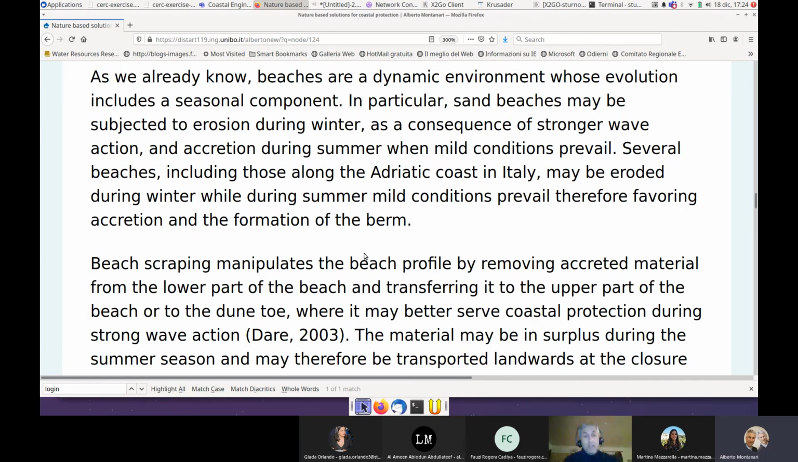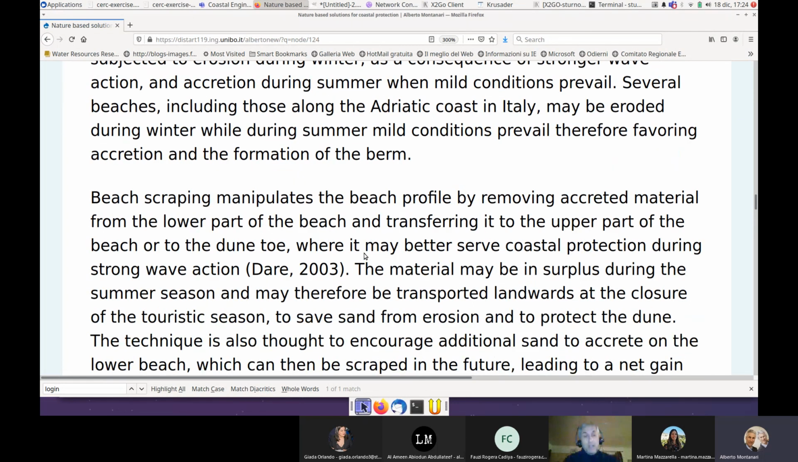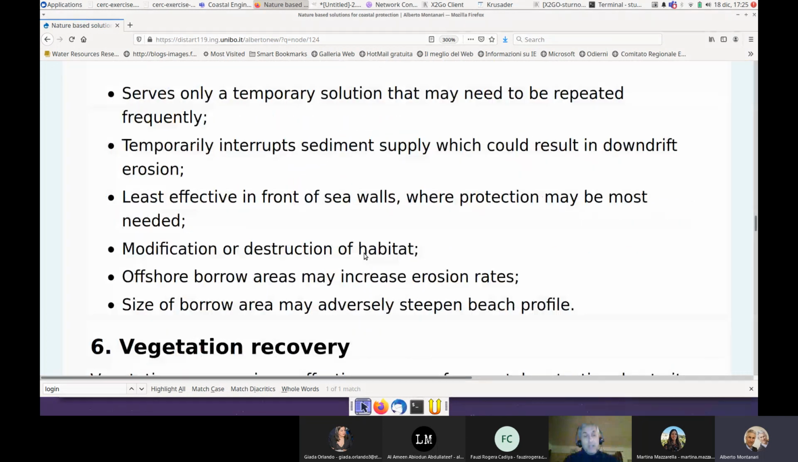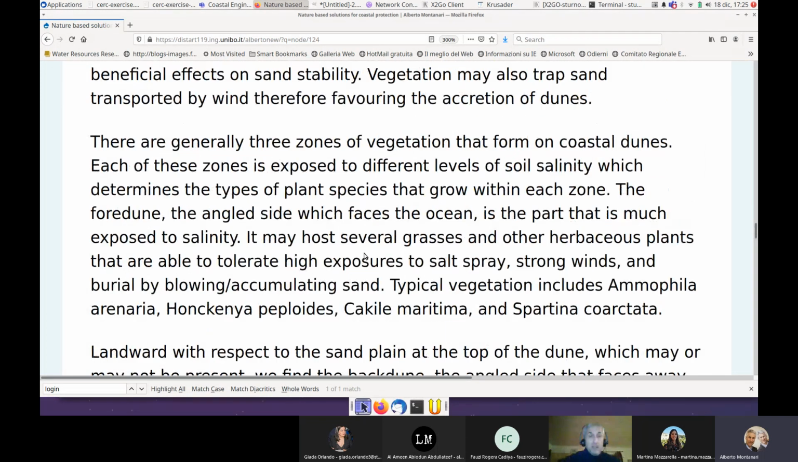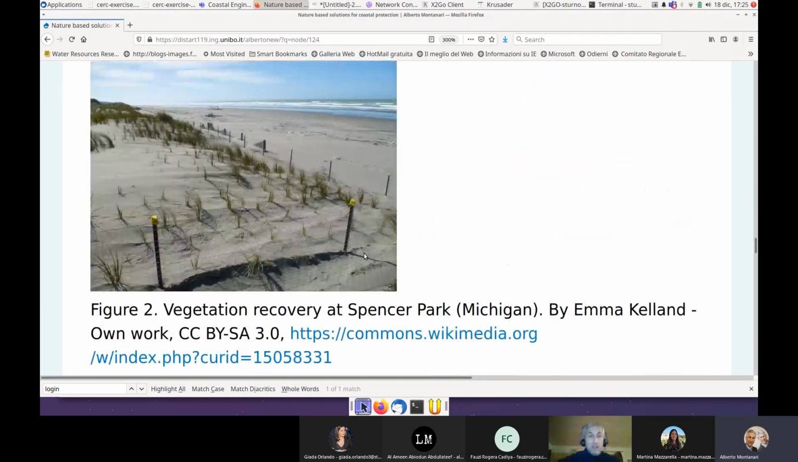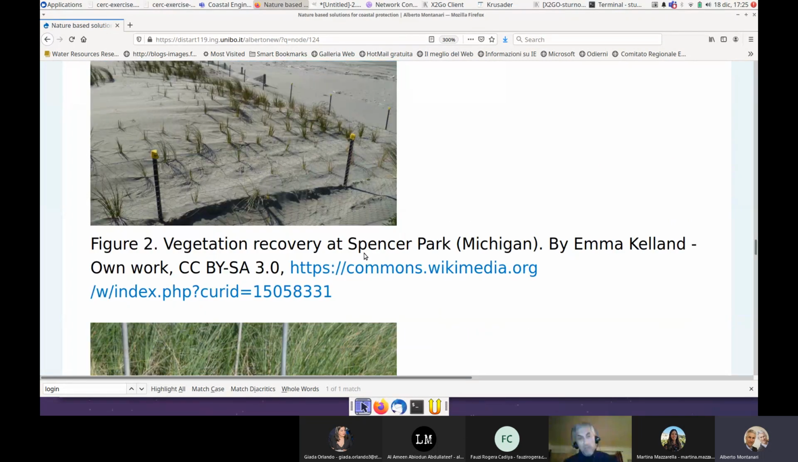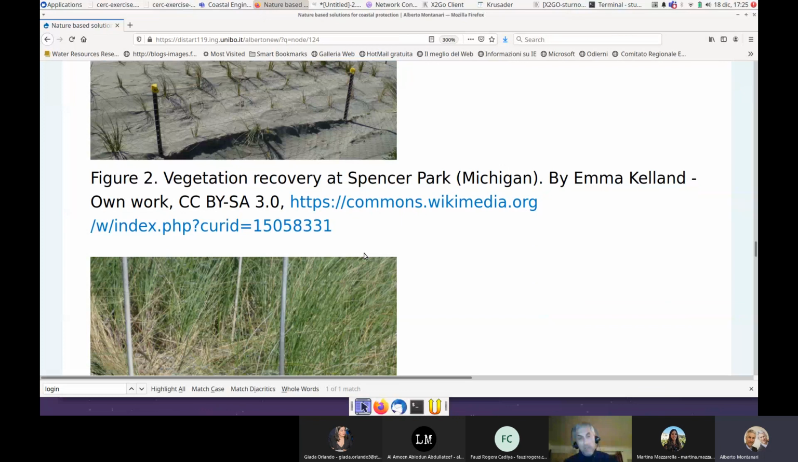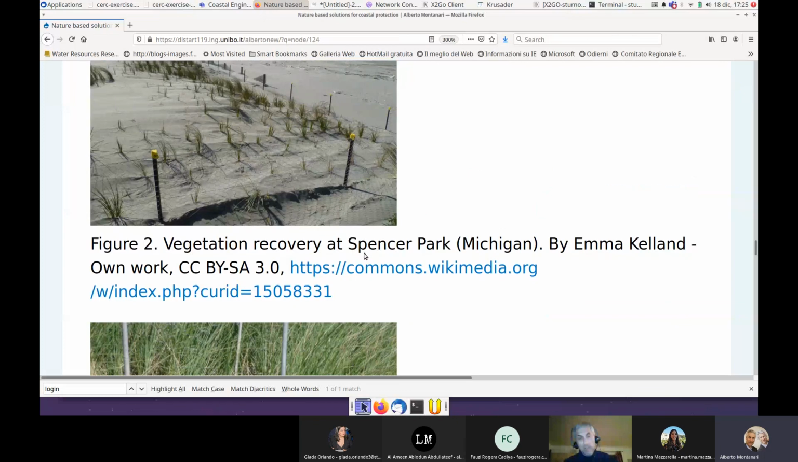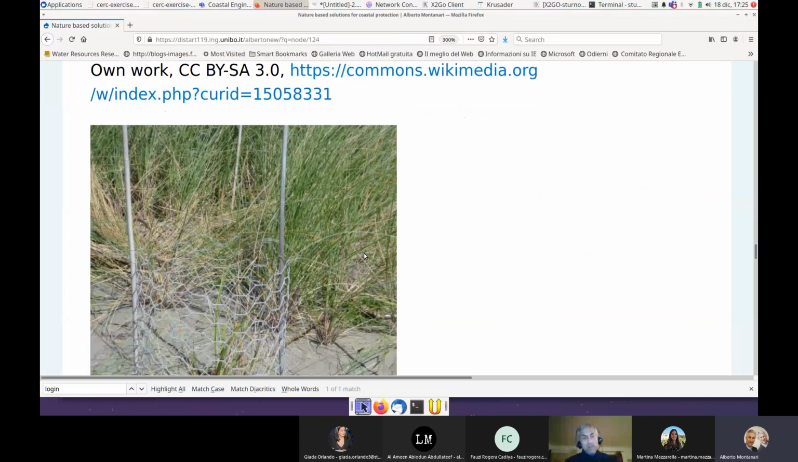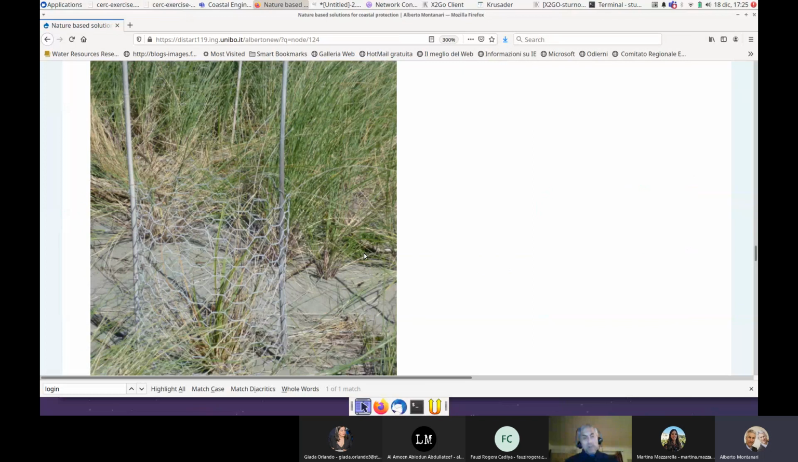Finally, I just want to mention the vegetation recovery. There are a couple of figures. This is an example of vegetation recovery over a dune, which is a nature-based solution that is becoming increasingly popular. This is the same place. You see the picture that is taken before and after the recovery of vegetation.